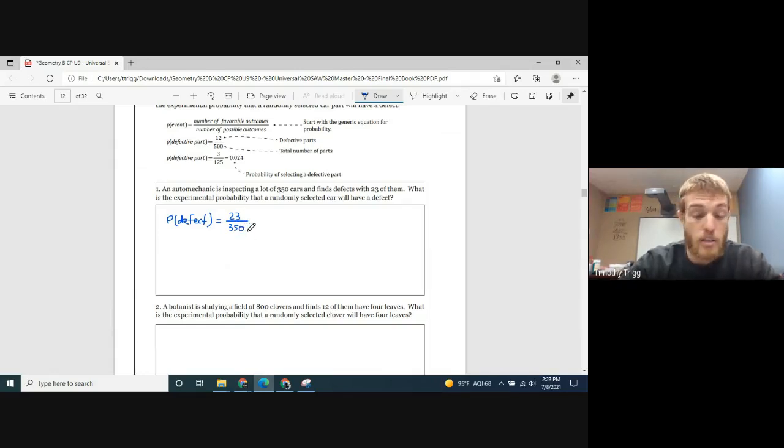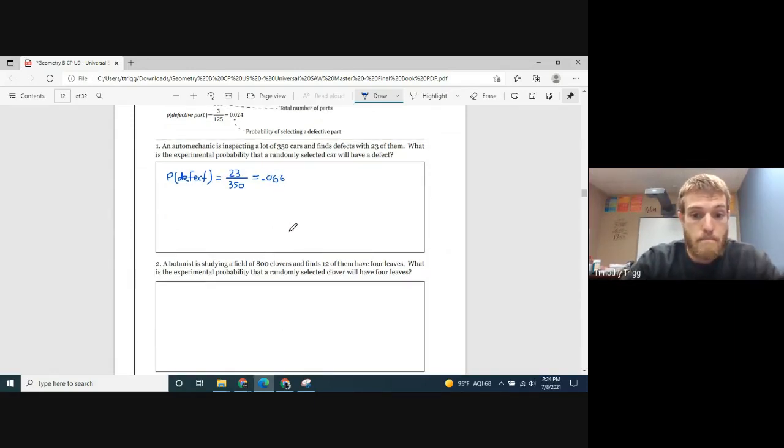If you want to write it as a decimal, you can do that. 23 divided by 350. And that gives us 0.066, roughly. You don't have to write it as a decimal, but it might be helpful when understanding how likely an event is. Usually for me, it's easier to see as a decimal. As a fraction, it's hard to tell how likely that is. I can tell it's not very likely, but here that gives me a better idea. It's a 6.6% chance, right? Moving the decimal over twice, that's 6.6%.